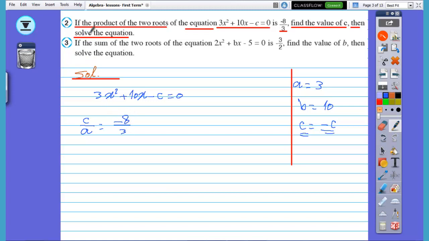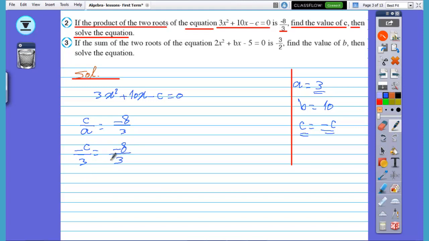Again, if the product of the two roots of the equation is -8/3, what is the meaning of the product? It is the absolute term over the coefficient of x squared. But in this equation, the absolute term equals -c, over a equals 3, equals -8/3.